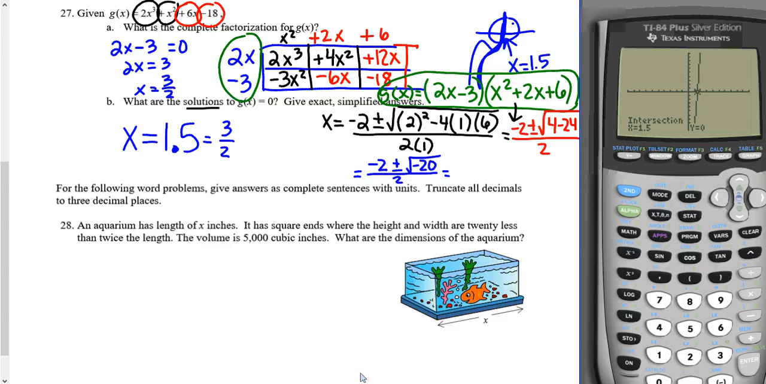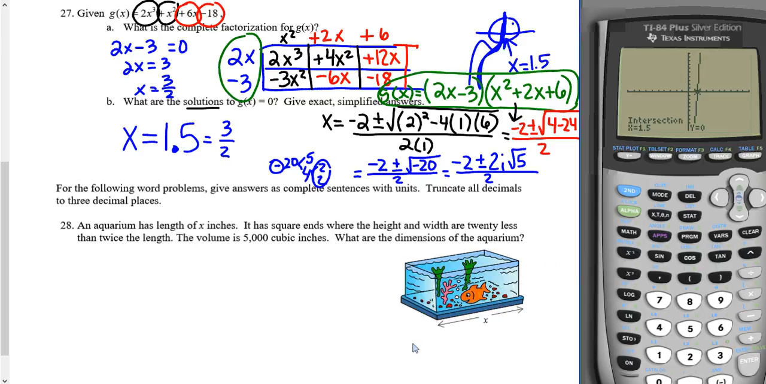I can't leave that -20 underneath the square root. So if I'm going to try to simplify my -20, when I factor that down, 20 is 4 times 5. So I can take a 2 out. -2 plus or minus, I can take a 2 out. I have to take this negative out also and call that an i. And then I still have my 5 left inside. And then on the bottom of the fraction, I would have a 2.